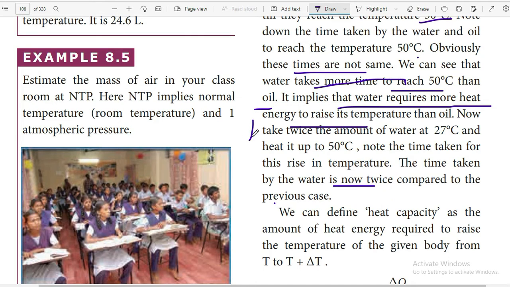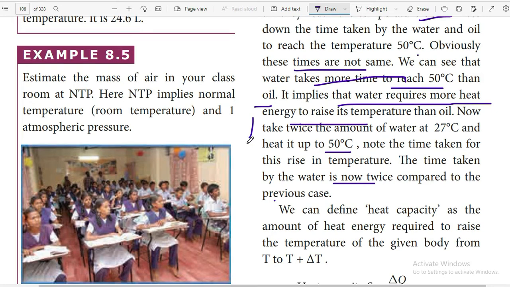So 50 or 60 degrees Celsius is reached very quickly, whereas in the case of water, the molecules are not as closely packed as in a solid or a thick oil, so it takes more time. And it will take even more time in the case of air than water.